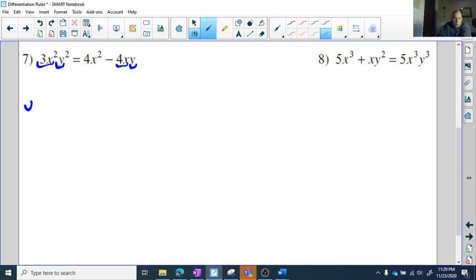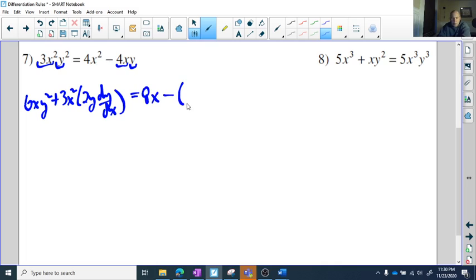Product rule. Derivative of the first multiplied by the second plus the first multiplied by the derivative of the second. 2y dy dx equals 4x squared, the derivative is 8x, minus, now you've got to be careful, this negative needs to go through the whole derivative, so put it in brackets. The derivative of the first, 4, multiplied by the second, plus the first, 4x, times the derivative of the second, dy over dx.